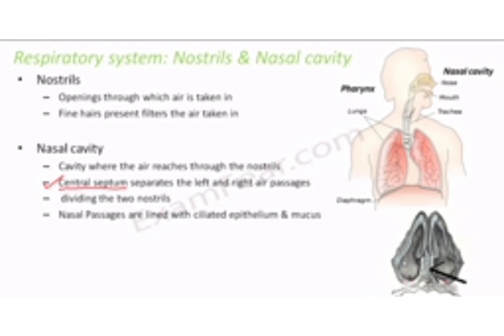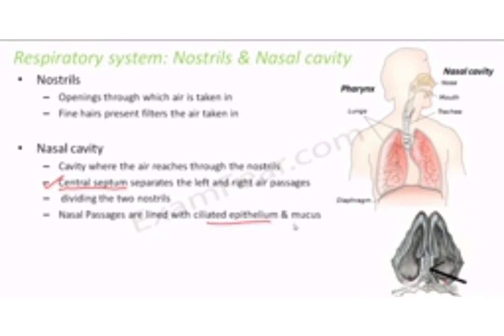If this wall is not there, then there will be just one big hole, right? So this nasal septum separates the left and right air passages. Nasal passages are lined with ciliated epithelium and mucus. So now, once the air enters into the nose and passes through the nasal cavity, everywhere in this passage it is seen that it is lined with ciliated epithelium.